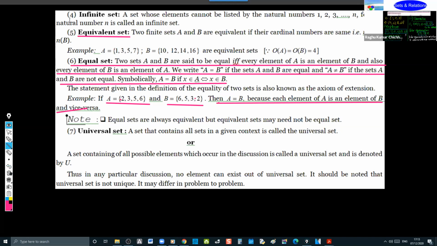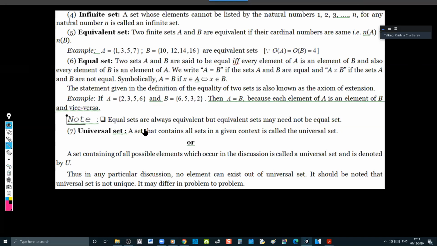Chaitanya. Yes, sir. That's what he gave.